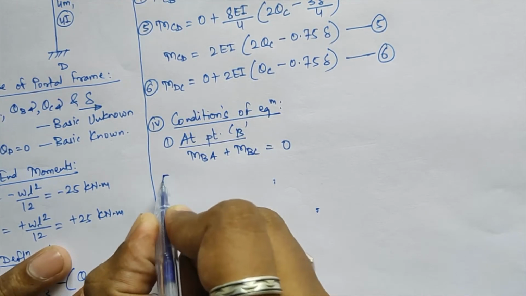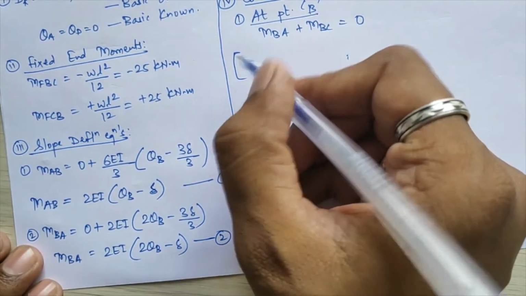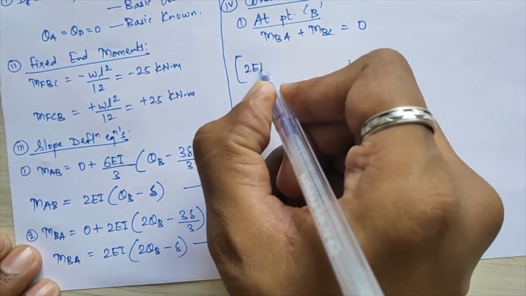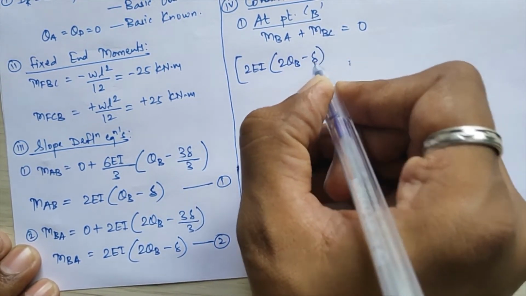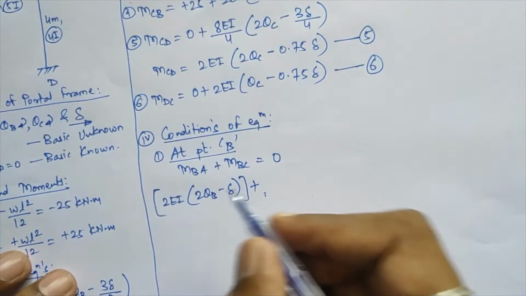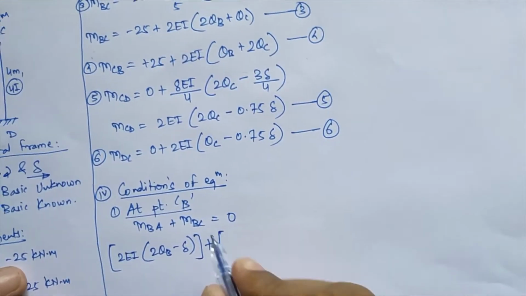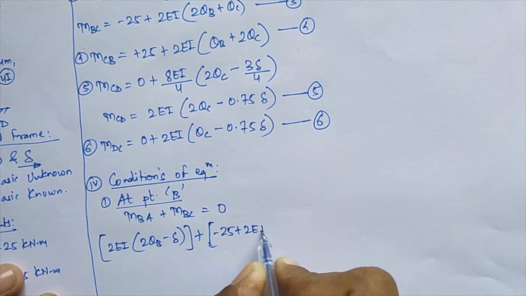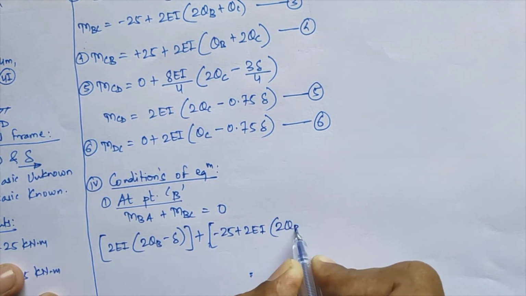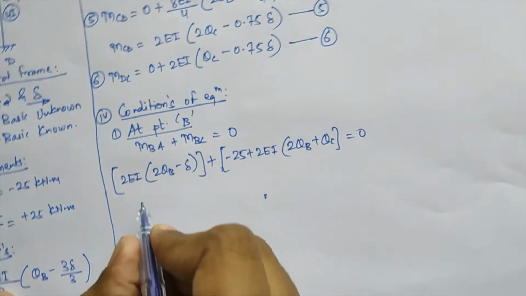So I'll substitute the values of these two equations. MBA, that is my equation number 2 over here, that I have got 2 times of EI into bracket 2 theta B minus delta. Okay, plus next is your BC equation. BC equation is your equation number 3 over here, so I am writing that here minus 25 plus 2 times of EI 2 theta B plus theta C is equal to 0. So I will simplify this.